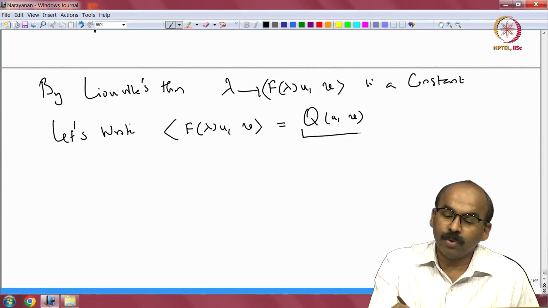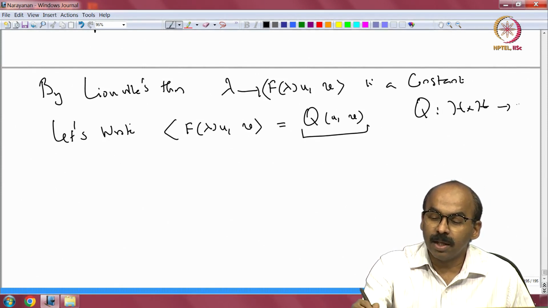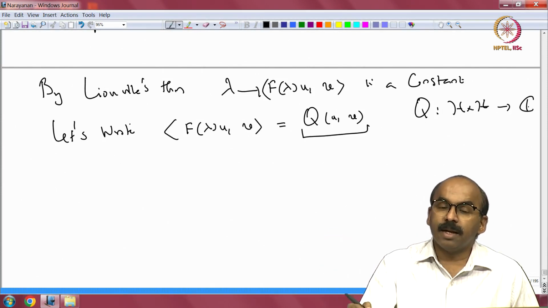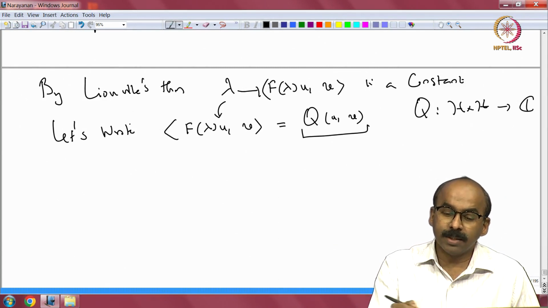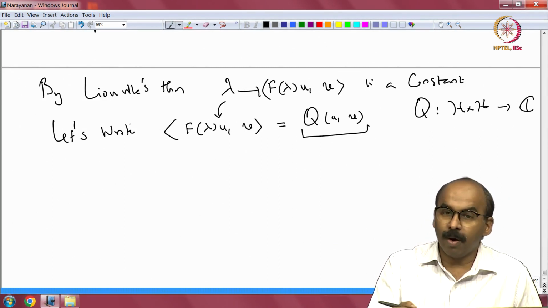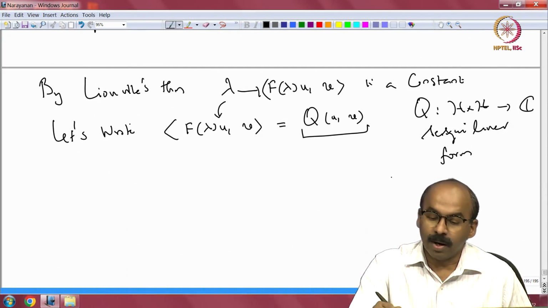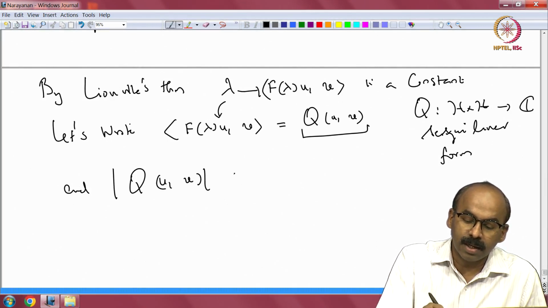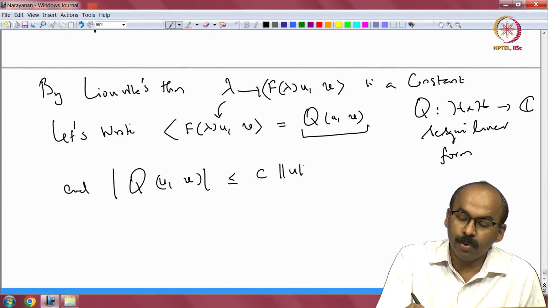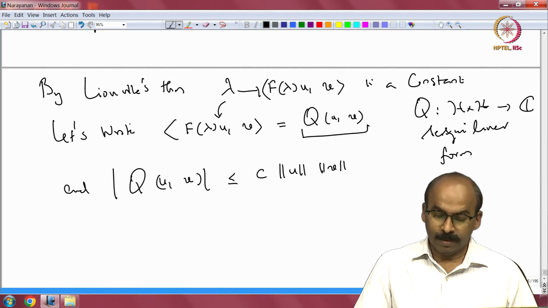Now, you can think of q u v as a map from h cross h to the complex numbers, and you see that it is linear in u. Because of this, if I change u to u1 plus u2, it splits. Similarly in v it splits and the constants will come out and so on. So, it is a sesquilinear form, and bounded, and mod q u v is less than or equal to some constant times norm u, norm v, because f lambda is a bounded operator.